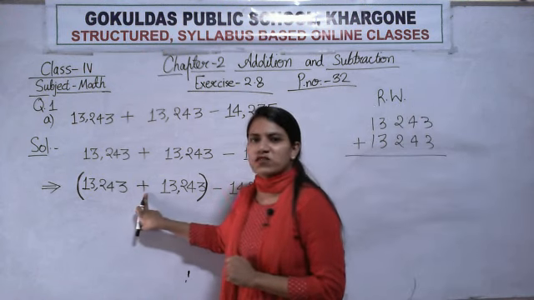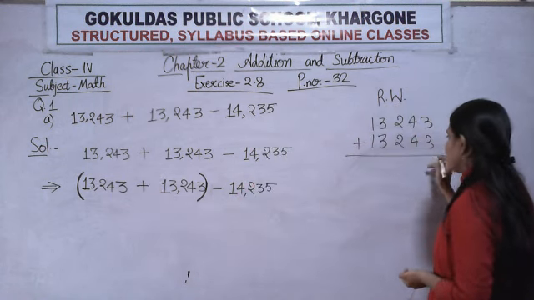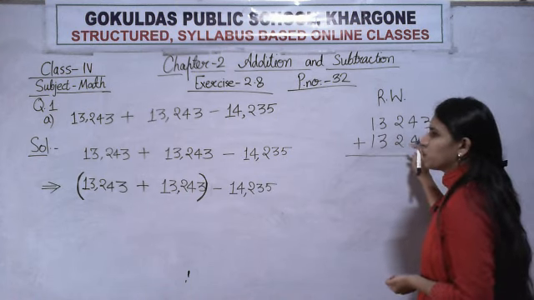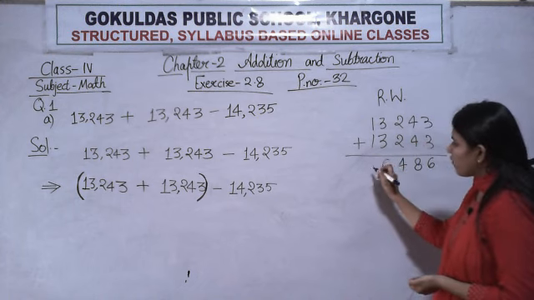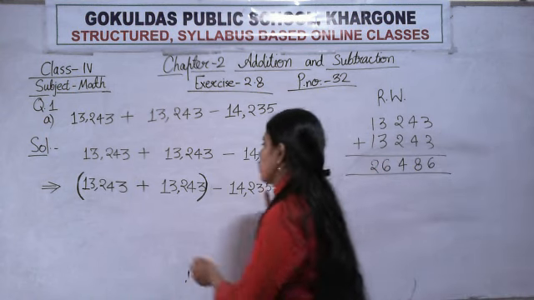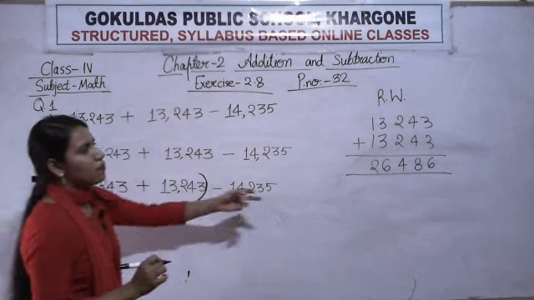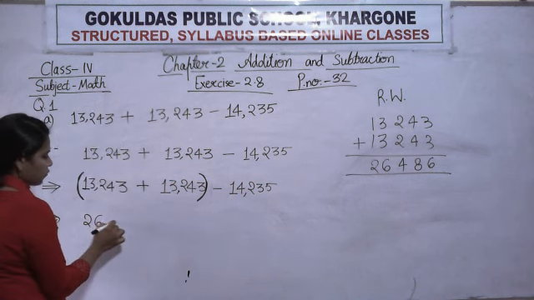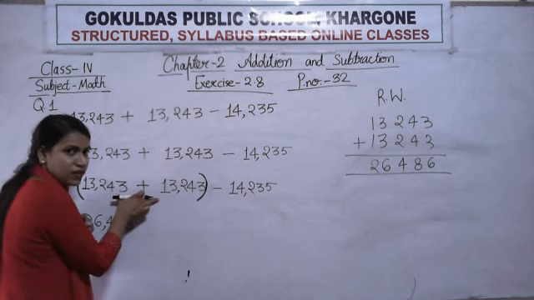Okay? Why are we adding? Because here the plus symbol is there. That is why we are performing addition. Now add: 3 plus 3 is 6, 4 plus 4 is 8, 2 plus 2 is 4, 3 plus 3 is 6, 1 plus 1 is 2. Okay. So when you solve this bracket, what answer do you get? What is the sum? The sum is 26,486. So write 26,486 here. This 26,486 is the result of the sum of these two numbers.